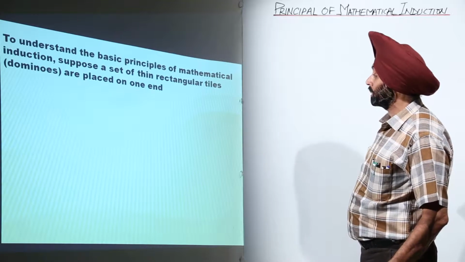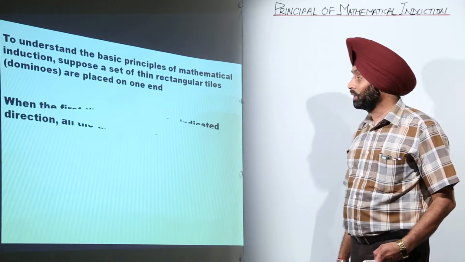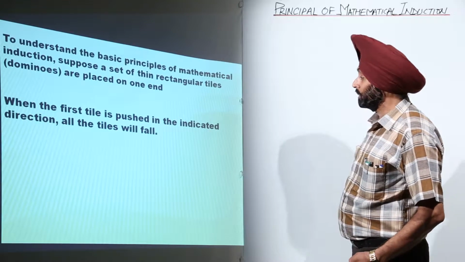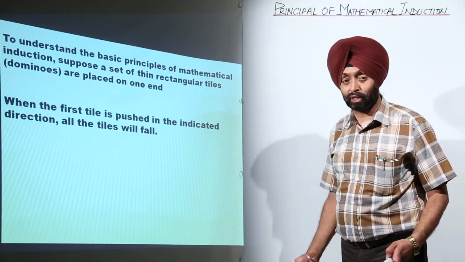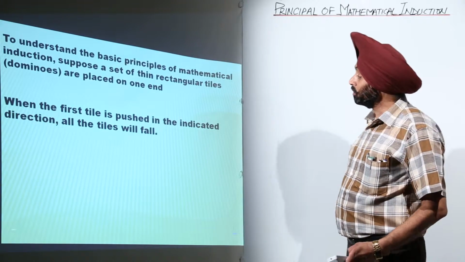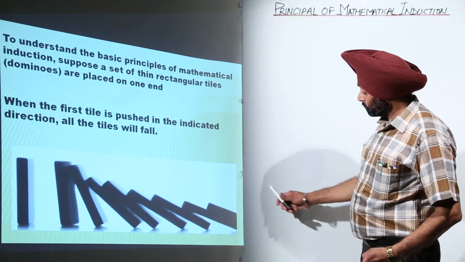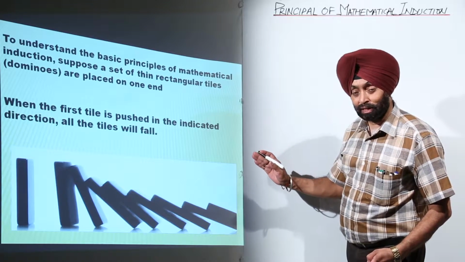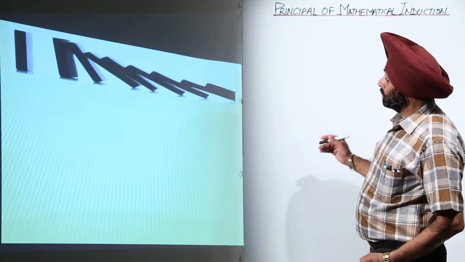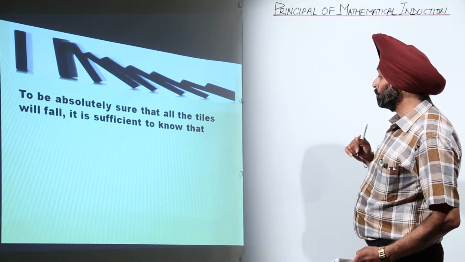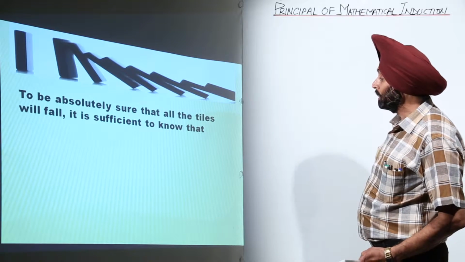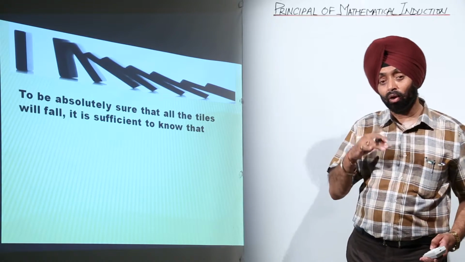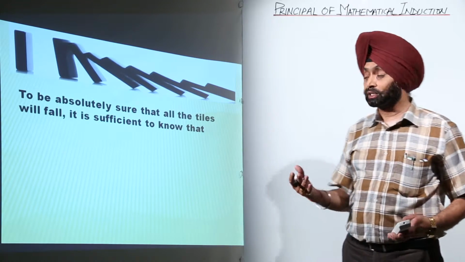Suppose a set of thin rectangular tiles are placed on one end. Now when the first tile is pushed in the indicated direction, all the tiles will fall. That is what I gave you as an example for a bicycle. Now here this tile has been pushed. When this tile has been pushed, slowly all the tiles are falling. Now to be absolutely sure that all the tiles will fall, it is sufficient to know the following.